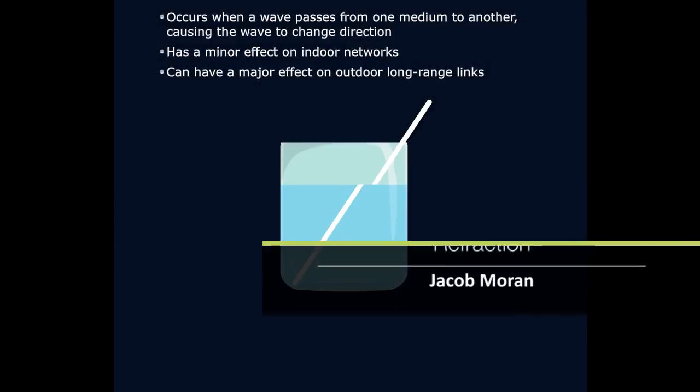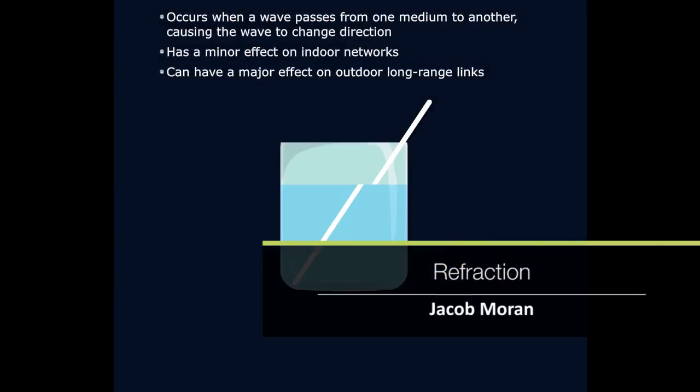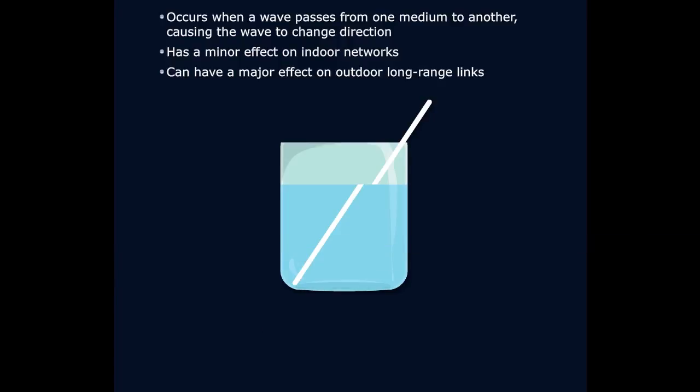Gang, one of the odder things that we have to keep track of when dealing with what's going to cause our RF signal to not work the way that we think it should is something that is known as refraction. Now, it's not reflection, it's refraction. Refraction refers to the change in medium causing a change in directionality of signal.